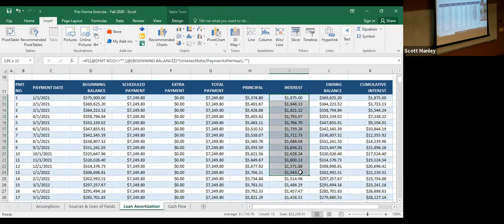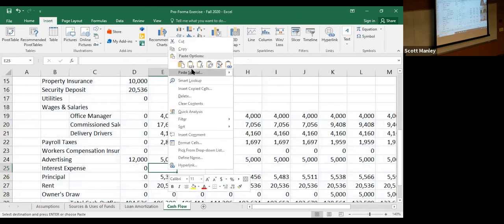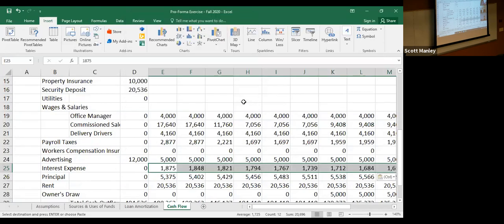I'll take the interest. I'm going to do the same exact thing. I'll pick up those 12 months. Go to the first month interest, paste special values. That tells it I want the numbers. And I want transpose. That is the only way that you can get exactly what's there to show up here. The values means go pick up the number that's in that cell. Transpose means, yes, I know that they're up and down, but I want you to transpose them and make them left and right. That's the shortcut to getting those numbers in there.